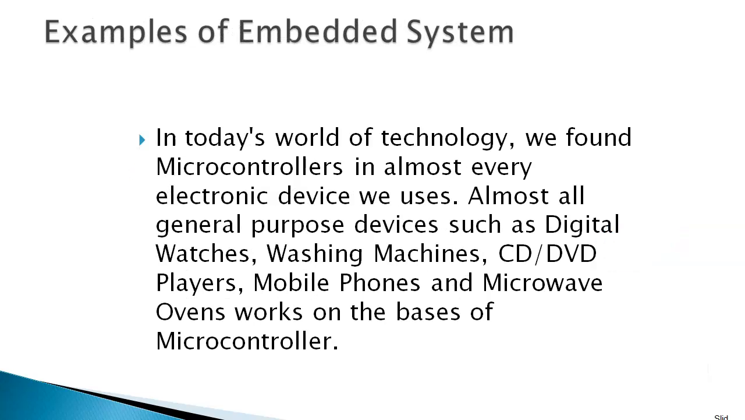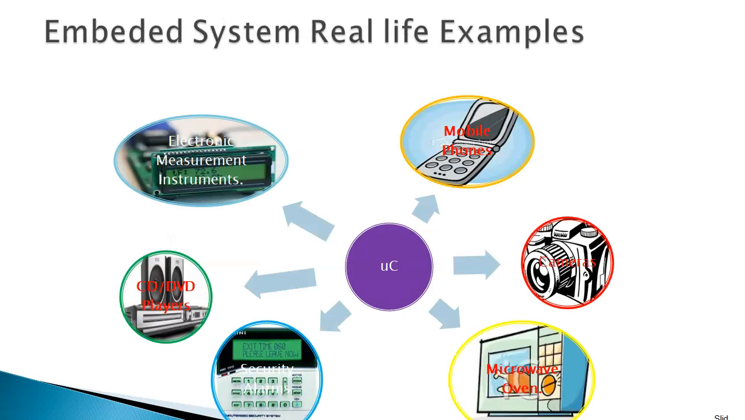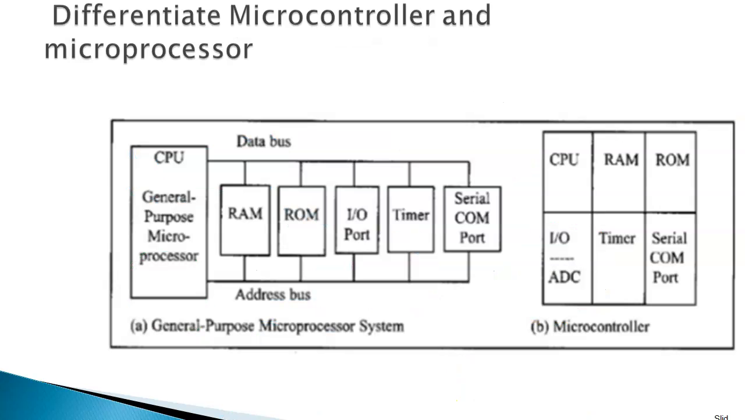Examples of embedded systems. Today, in day-to-day life, without a microcontroller we are not using anything. The microcontroller device examples are digital watches, washing machines, CD and DVD players, mobile phones, microwave ovens, etc. These are embedded system examples: cameras, mobile phones, washing machines, calculators, microwaves, etc.